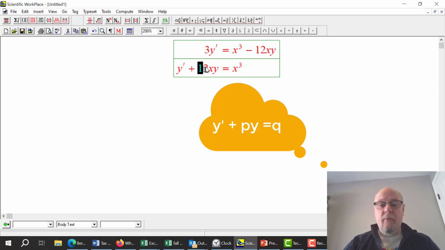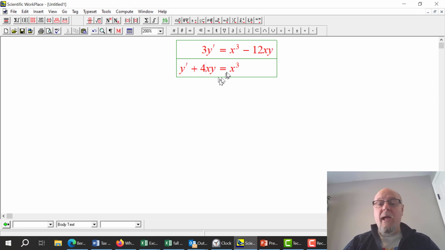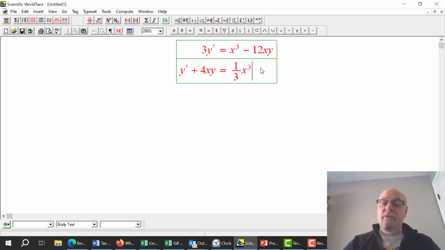Divide everything by 3. 12 divided by 3 is 4, and that's going to put an x cubed divided by 3. I'm just going to write it as a third. So to get from this stage to this stage, I moved the 12xy over, so it became a plus 12y, and divided everything by 3. The dividing by 3 was so that it could be put into the proper form, y prime plus py equals q. So now it's in the standard first order linear form.